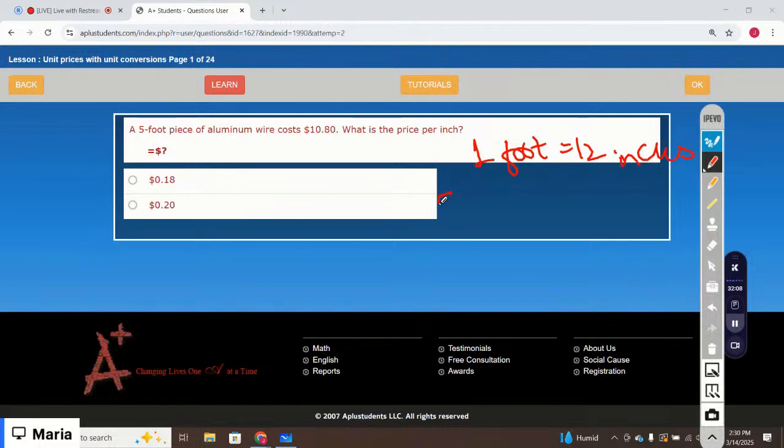So 5 feet equals 12 times 5, that is 60 inches. So you have to divide the cost $10.80 by 60. So $10.80 divided by 60 equals $0.18. So option number 1 is the correct option. That is $0.18.